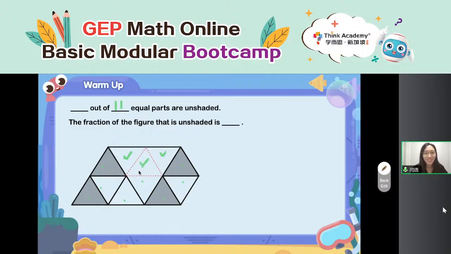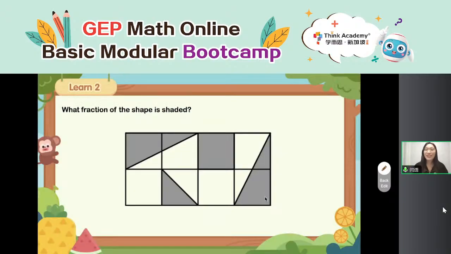Okay, 1, 2, 3, 4, 5, 6, 7. So what is the answer? 7. Good job. So let's turn that into the fraction. That is 7 out of 11. Yes, the answer is 7 over 11. Okay, good. So now let's move on to the second example.